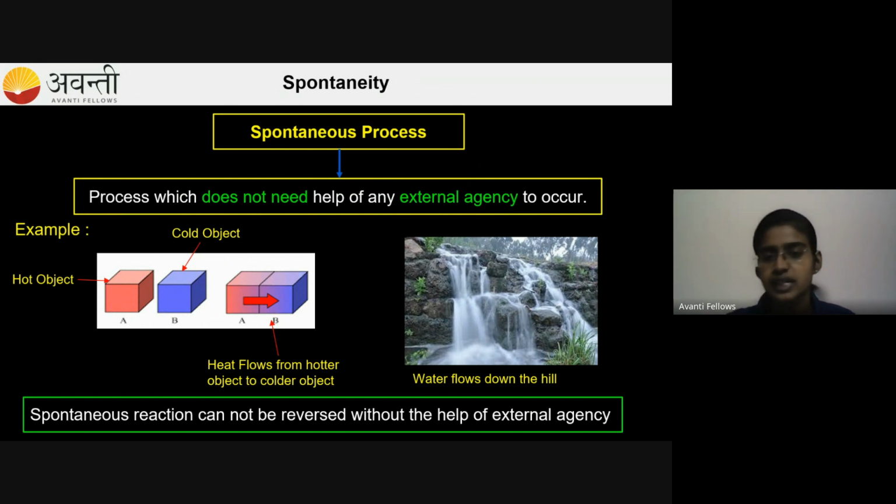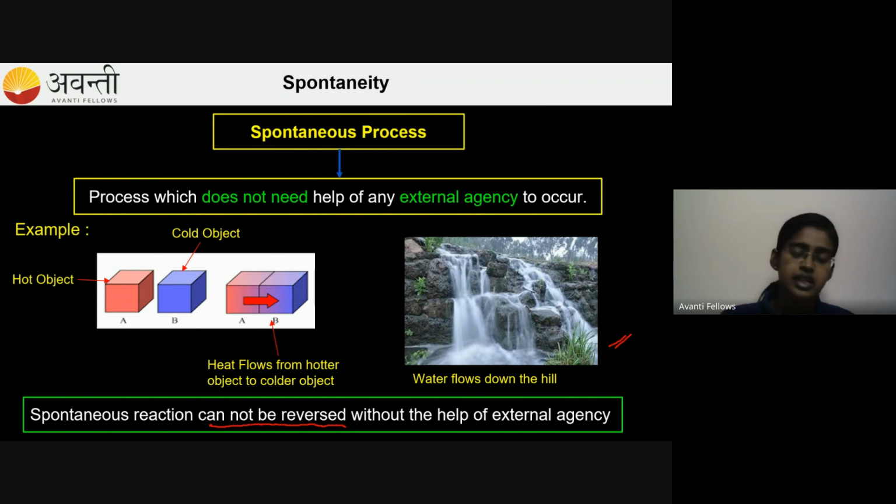And here in the second example, you see water flows down the hill. Water is coming from the top. I'm not doing anything. It is just automatically coming. So it is a spontaneous process. It cannot be reversed. A spontaneous process cannot be reversed without the help of an external agency. If I'm not doing anything to reverse it, it will not go back to its original position. So those types of reactions are called spontaneous reactions.